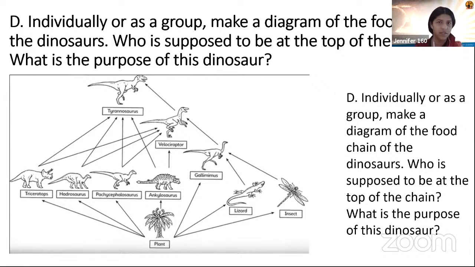It shows that he is at the top of the food chain, that he can eat the Velociraptor, the Gallimimus, and the Velociraptor can eat any of these over here. And without the plants, the plant-eating animals won't survive. And without the plant-eating animals, the meat-eaters won't survive either.